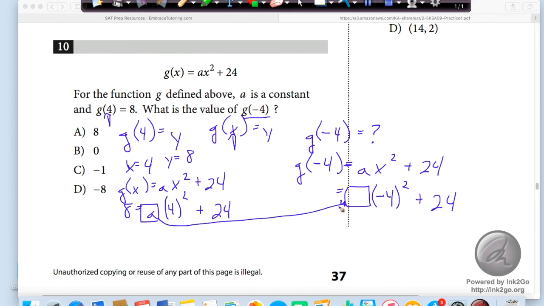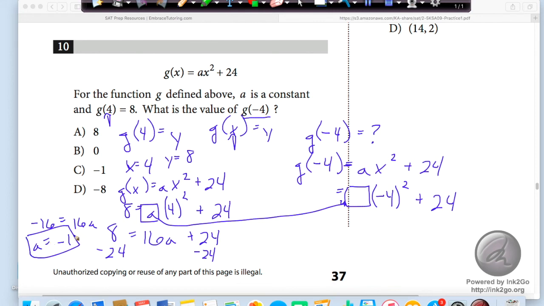So let's go back. If I have g of 4 equals a times 4 squared, so this is 16a plus 24 equals 8. 8 equals 16a plus 24. I can subtract 24 from both sides. You can probably tell that this is going to be negative 16 equals 16a, and then therefore a is going to equal negative 1. Okay, that's great.